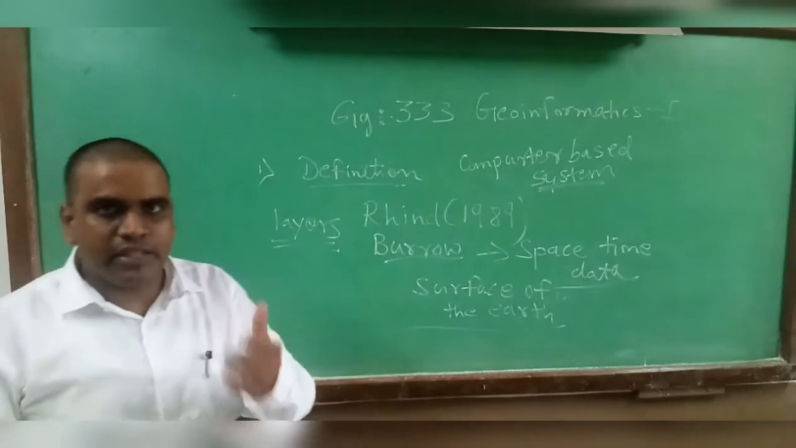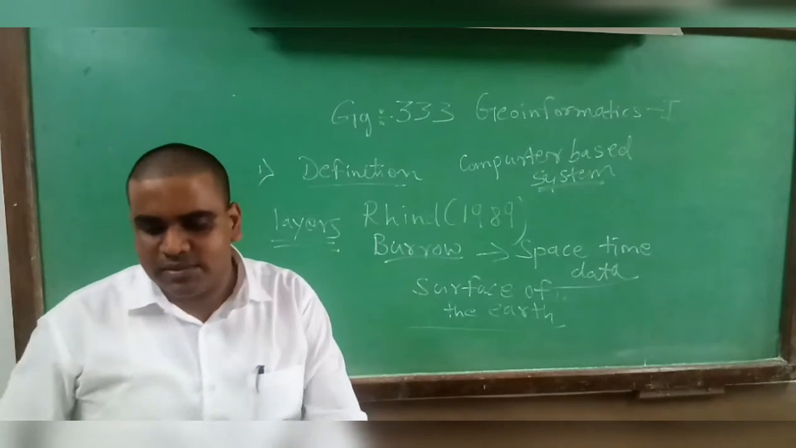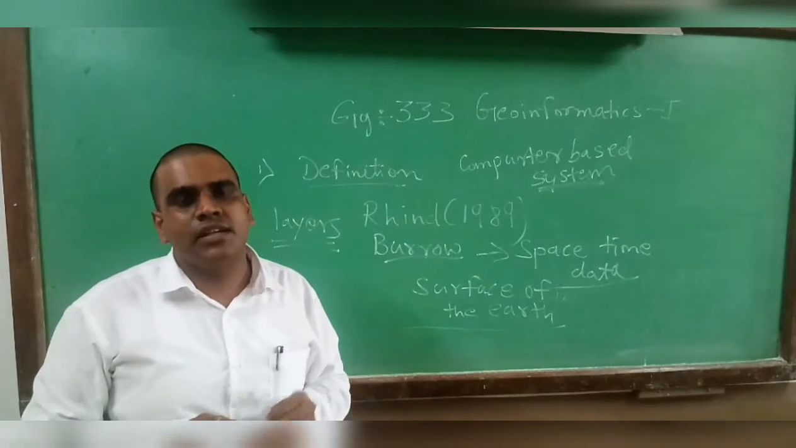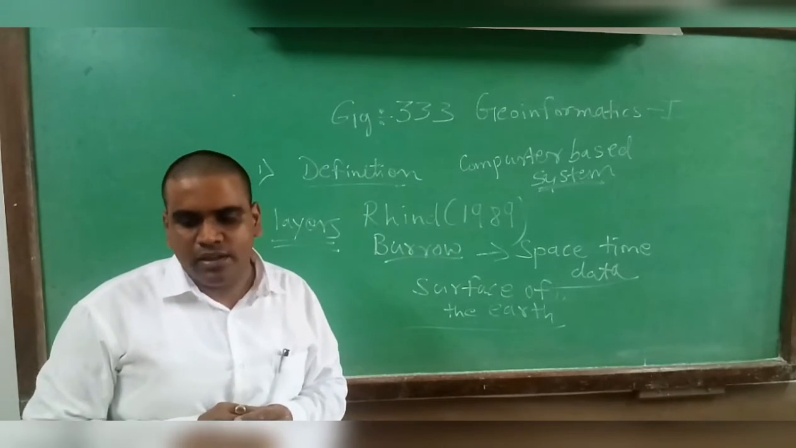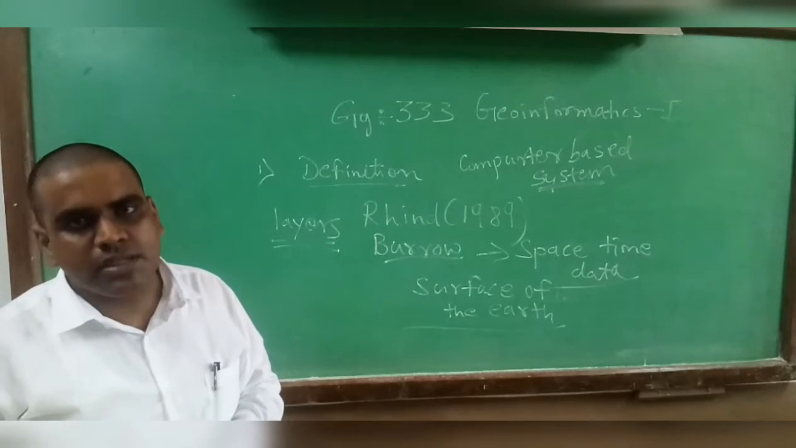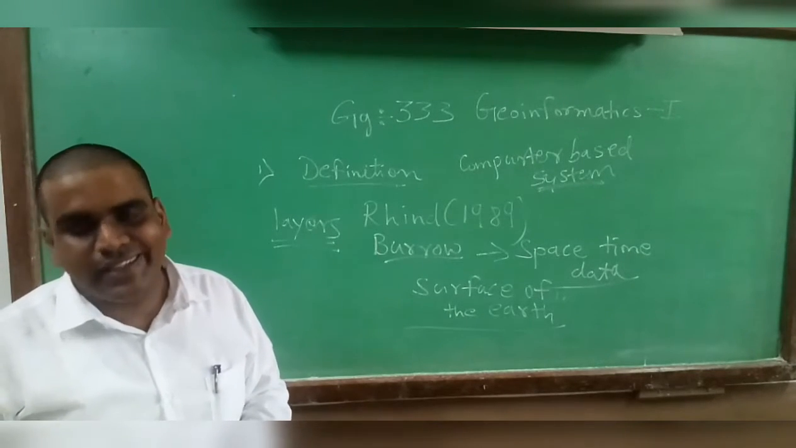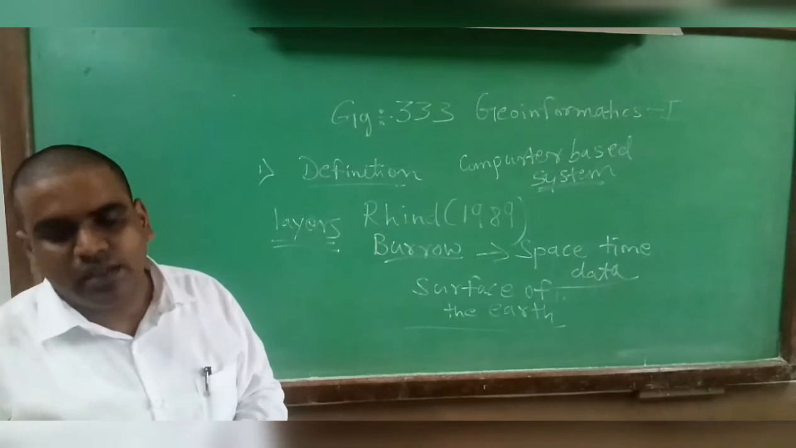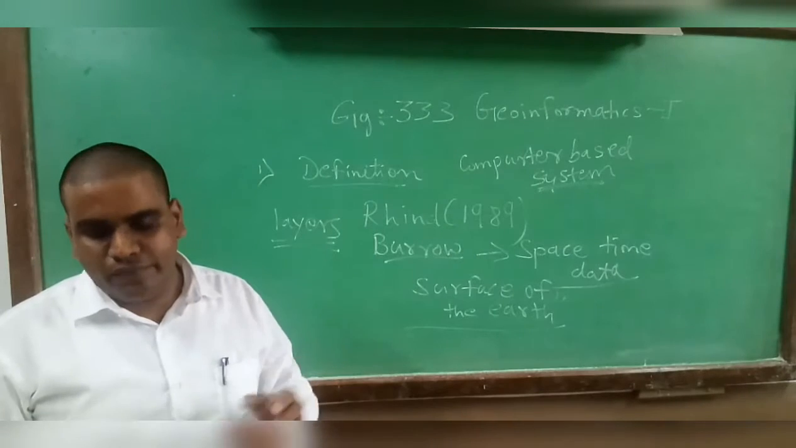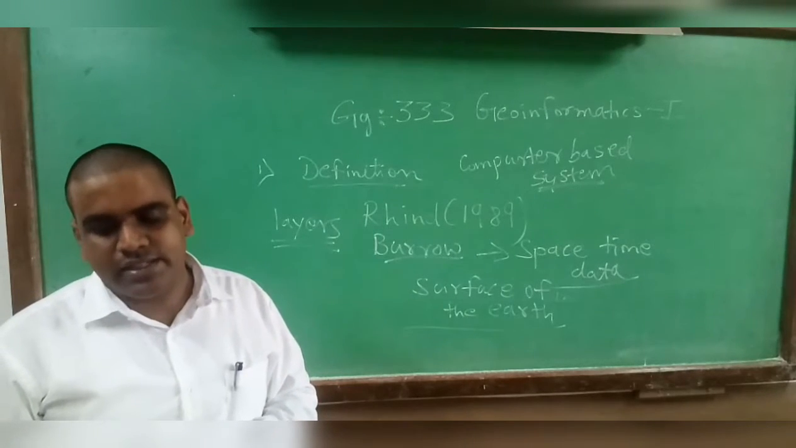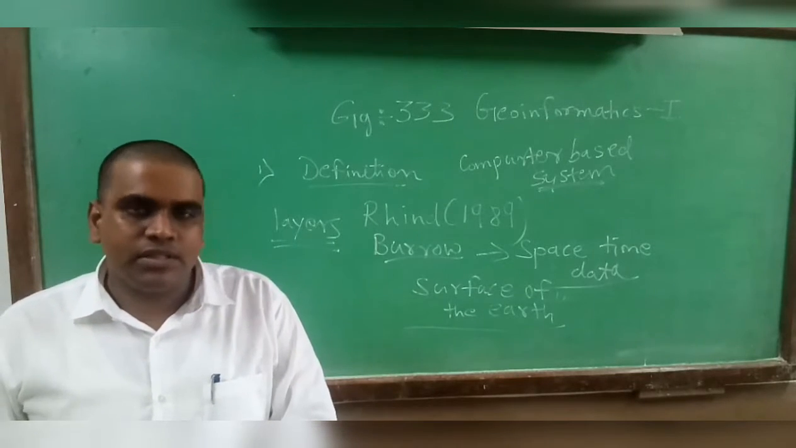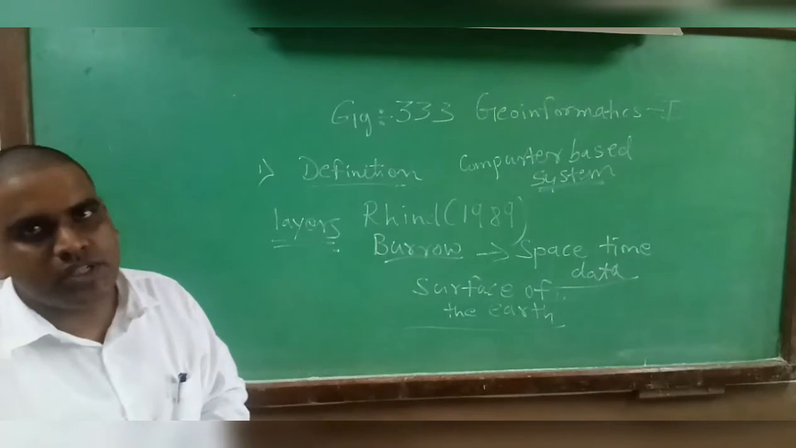We will take one more definition, which has been put forth by USGS. USGS is the United States Geological Survey Department. As per them, GIS is a computer system capable of assembling, storing, manipulating and displaying geographically referenced information, that is, data identified according to location. So this is the definition given by USGS.